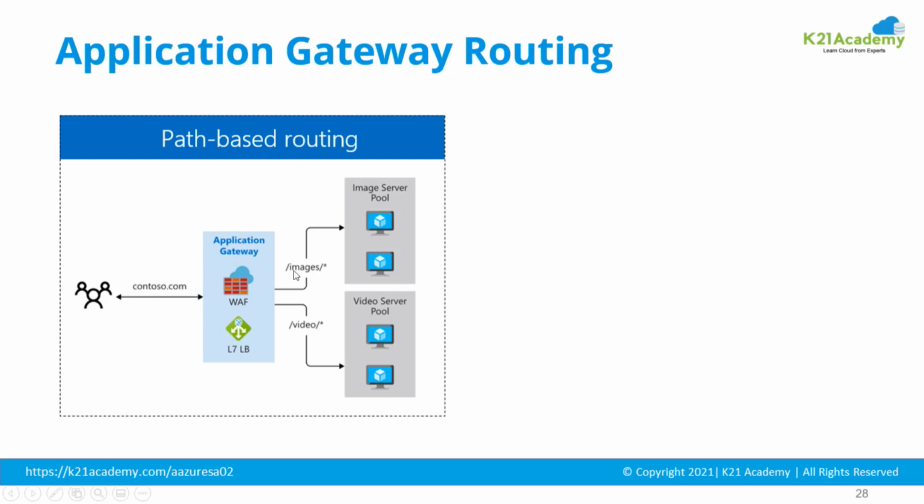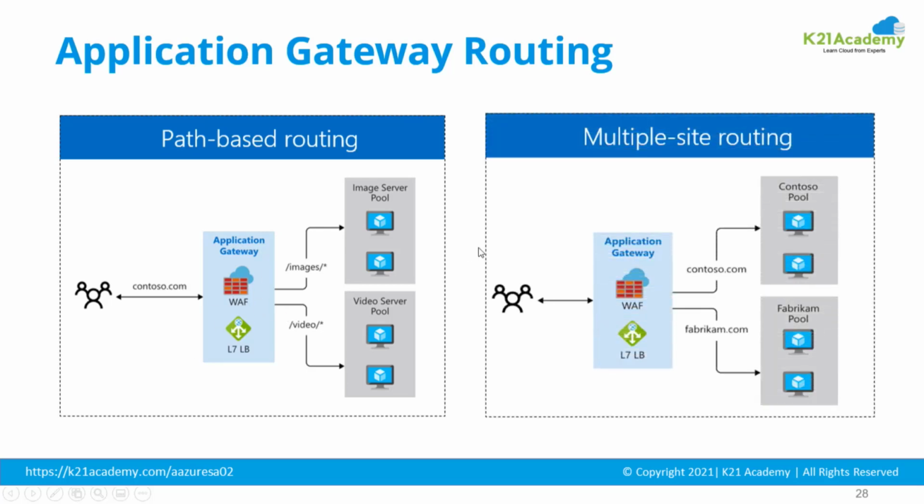You can say if a URL is, for example, /images, forward it to this pool of servers. If the URL is /video, forward it to this pool of servers. These are all done in application gateway, at a layer 7 load balancer. You can also configure multi-site routing, where you can have multiple sites, website 1 and website 2, or URL 1 and URL 2, fronted by the same application gateway, and say if it's website 1, forward it to this pool of servers. For URL 2, forward it to that pool. So that's application gateway.